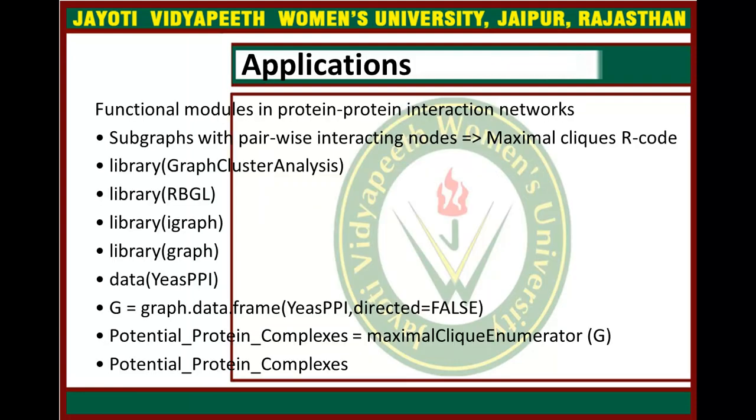Now come to the applications. Functional modules in protein interaction networks. In this, subgraphs with pairwise interacting nodes imply maximum cliques. In R code, the second is library graph cluster analysis, library RBGL, library iGraph, library graph, data YeastPPI, G is graph.data.frame, and potential protein complexes. Like these all are the application areas actually where this graph clustering is used.